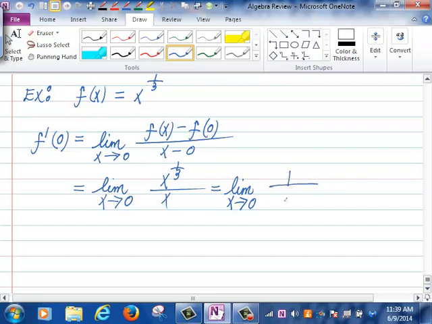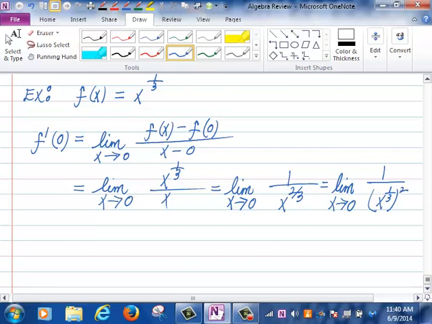1 over x to the 2/3, right? Because you subtract the exponents in this case. So it will be actually 1 minus 1/3, which is 2/3. And this is equal to, I'm going to rewrite this as, the limit as x goes to 0 of 1 over x to the 2/3. Isn't that the same as x to the 1/3 squared? You guys agree with that? x to the 1/3 whole squared, that's the same as x to the 2/3, because in this case you multiply the exponents, right?